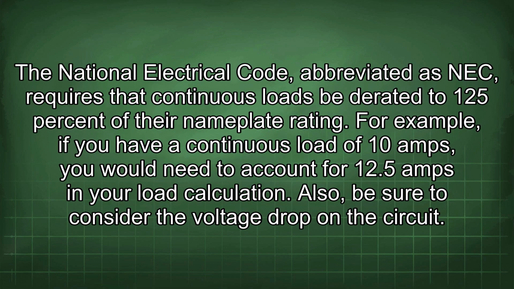The National Electrical Code, abbreviated as NEC, requires that continuous loads be derated to 125% of their nameplate rating. For example, if you have a continuous load of 10 amps, you would need to account for 12.5 amps in your load calculation. Also, be sure to consider the voltage drop in the circuit.